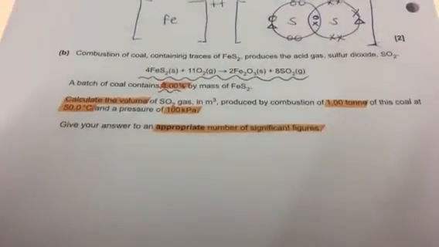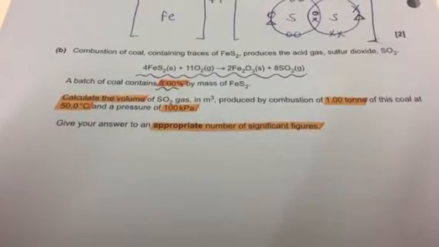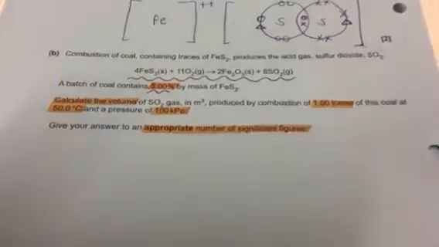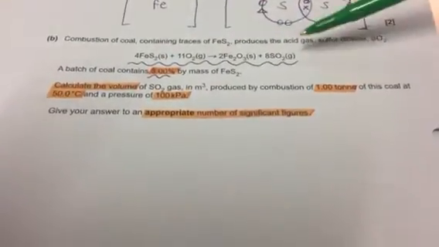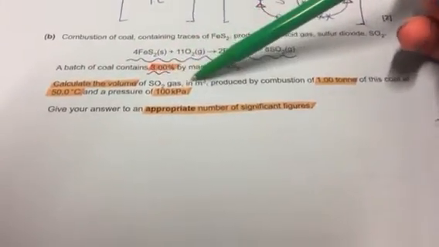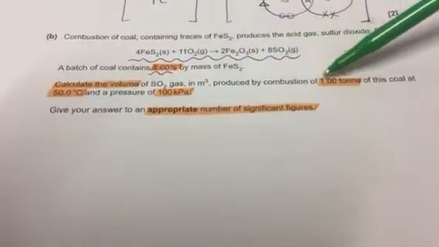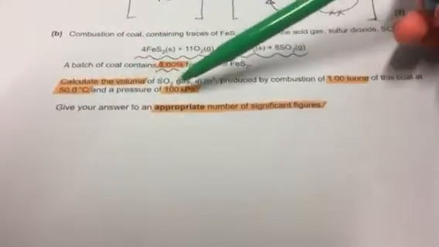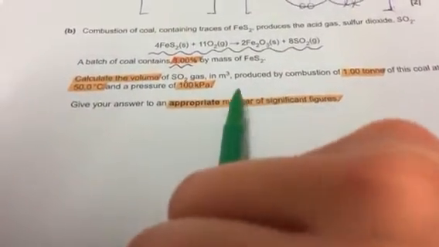Question 1C, you can see that I've started off by highlighting the information that I think is most important. We've got the equation, which is also always very important, 3% biomass of FeS2. Calculate the volume of gas in meters cubed produced by combustion of 1 tonne of coal, 50 degrees and 100 kilopascals. Give your answer to an appropriate number of significant figures.